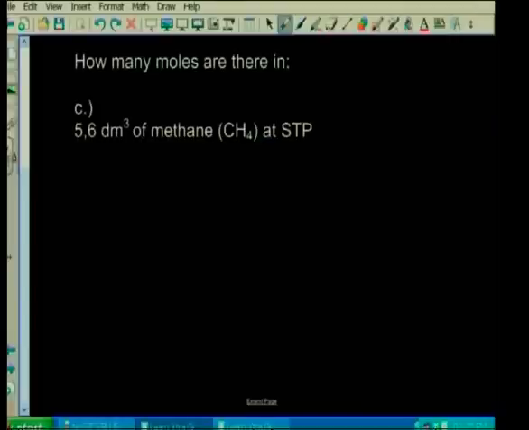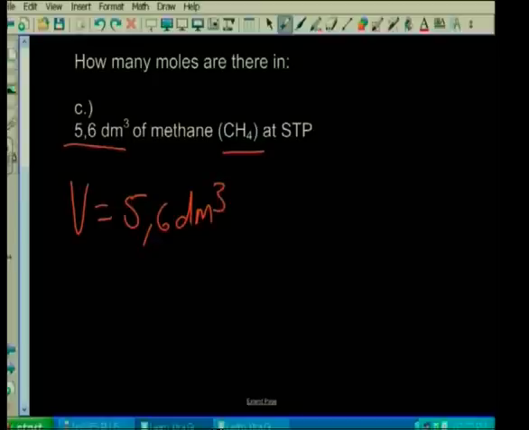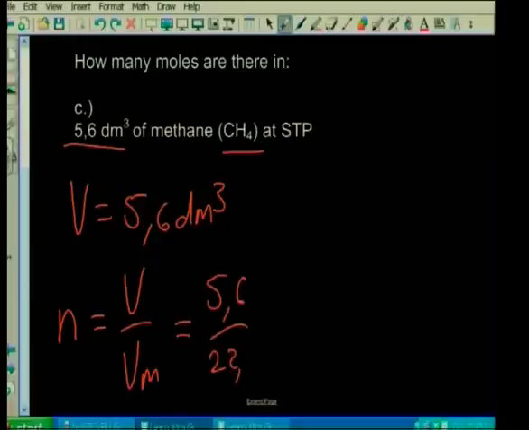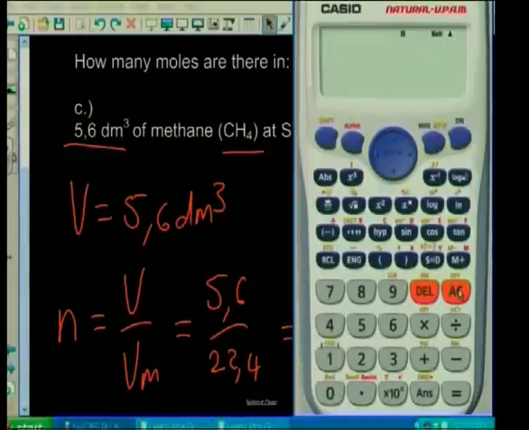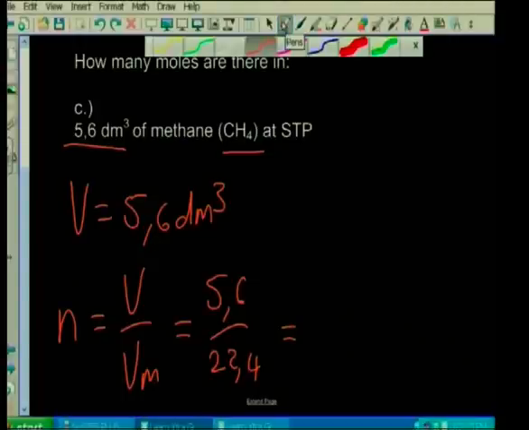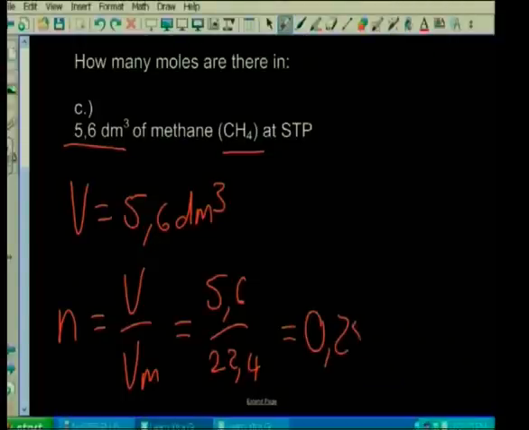So here we're given the question about the volume. We're given the volume of methane, and we're told that the volume of the sample is 5,6 decimeters cubed. So what's the number of moles? Number of moles is volume divided by the molar volume, 5,6 divided by 22,4. If you do this on the calculator, you'll be able to work it out quite quickly. 5,6 divided by 22,4 gives us 1/4. So we know that it is 0,25 moles.